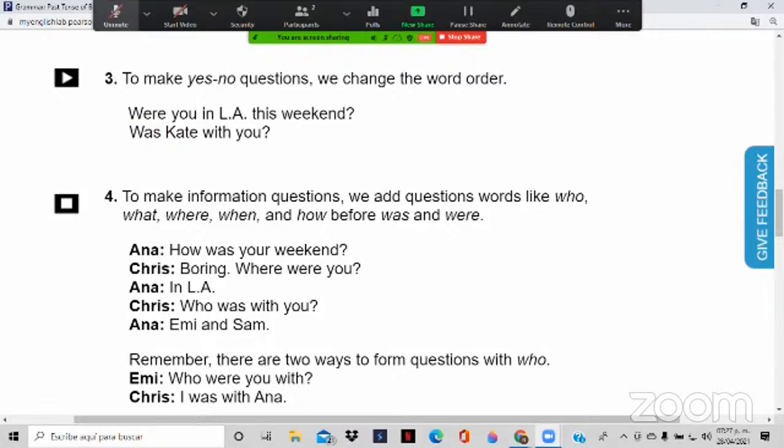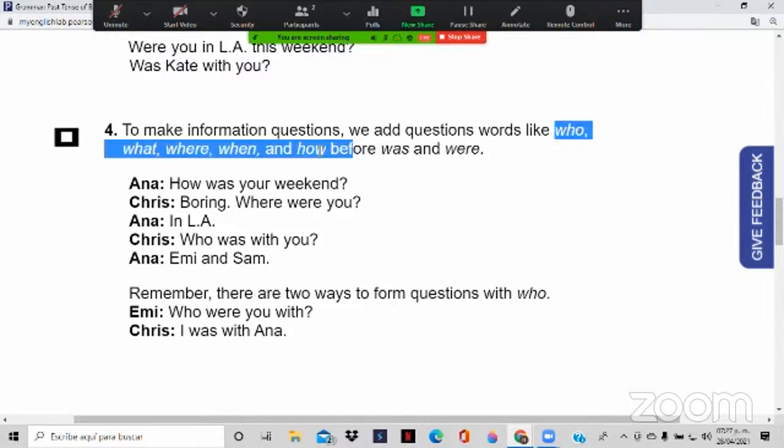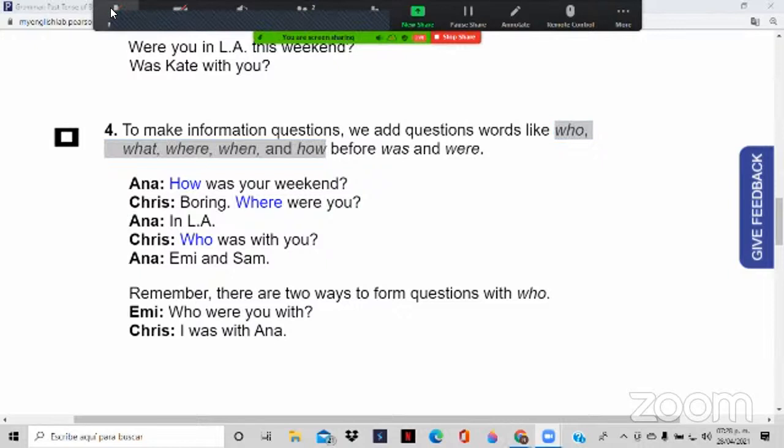To make information questions, we add question words like who, what, where, when, and how before was and were. How was your weekend? Boring. Where were you? In LA. Who was with you? Emmy and Sam. Remember, there are two ways to form questions with who. Who were you with? I was with Anna. Who was with you? Anna was with me.